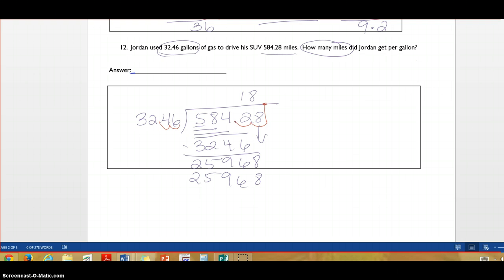Okay, and 3,246 goes into that number 8 times evenly. We get that 0 left over. So now we go back to our original problem to see what context we actually need to use while we're writing our sentence. So the context of the problem would be, we'd say Jordan got 18 miles per gallon. What we are asked, our question was how many miles did Jordan get? So we are answering, mirroring that question as a statement, saying Jordan got 18 miles per gallon.